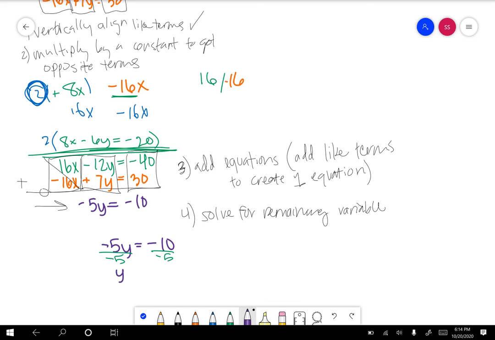And now we get y equals negative 10 divided by negative 5, which would give us a positive 2.